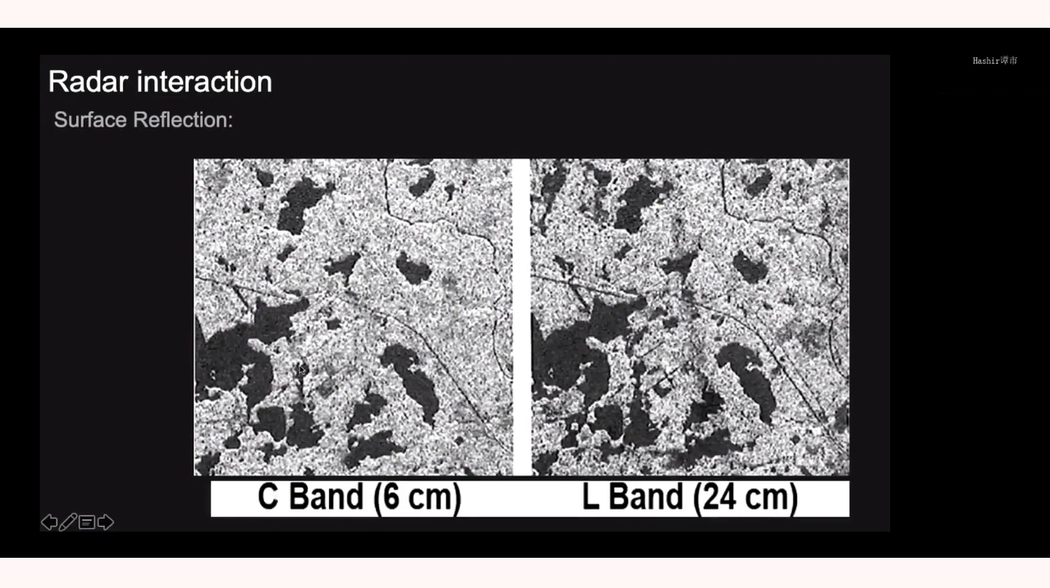The left one is the C band and the right one is the L band, and both look almost similar to each other, but there are more darker areas in the right one. The reason is that L band has a bigger wavelength, so it can penetrate deeper into the forest, and that is why we can see more darker areas. And the bigger darker areas are lakes, and that's water. That's why we can see it as black or dark.